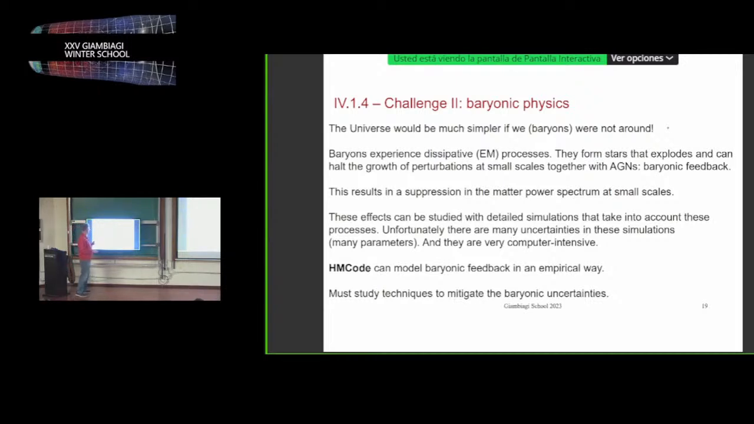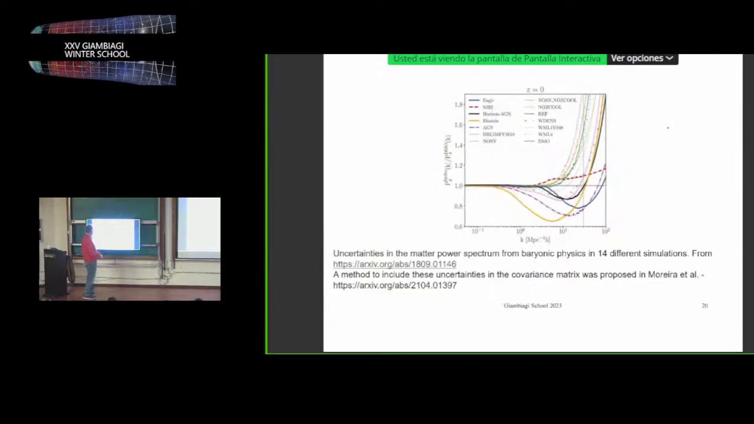And this AGM code also has parameters that try to reproduce what baryons can do in a very phenomenological way. You can use this AGM code to fit for baryonic effects, and this is one way that we are doing this in large-scale surveys. Now, one thing that would be interesting is to study techniques to mitigate the uncertainties in baryon physics. I'll show you something because I did some work on that.